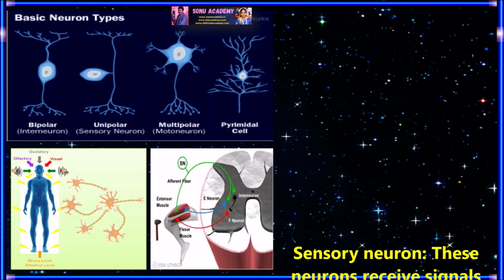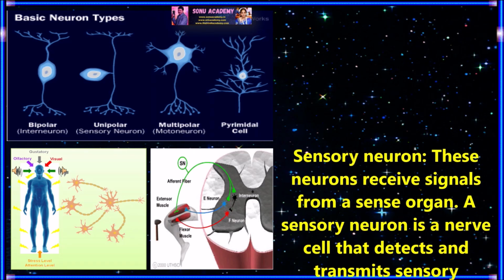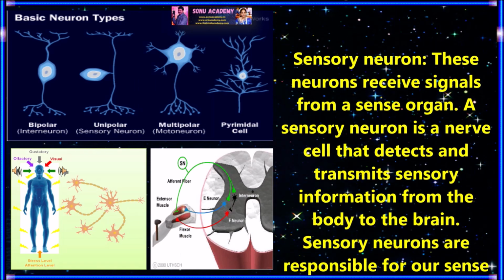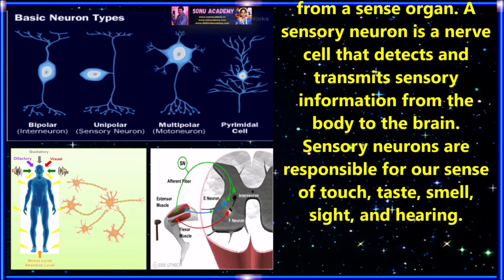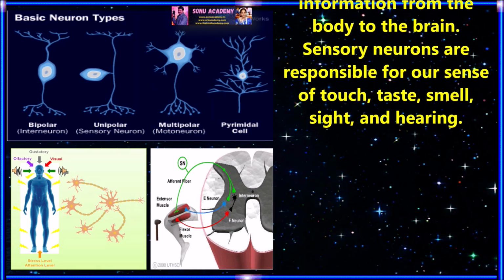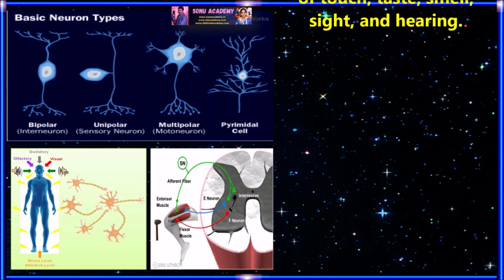Children, now let us discuss different types of neurons. First, sensory neurons. These neurons receive signals from a sense organ. A sensory neuron is a nerve cell that detects and transmits sensory information from the body to the brain. Sensory neurons are responsible for our sense of touch, taste, smell, sight, and hearing.